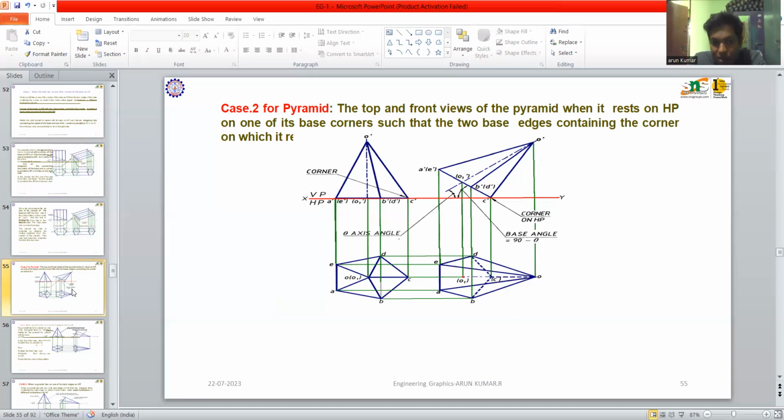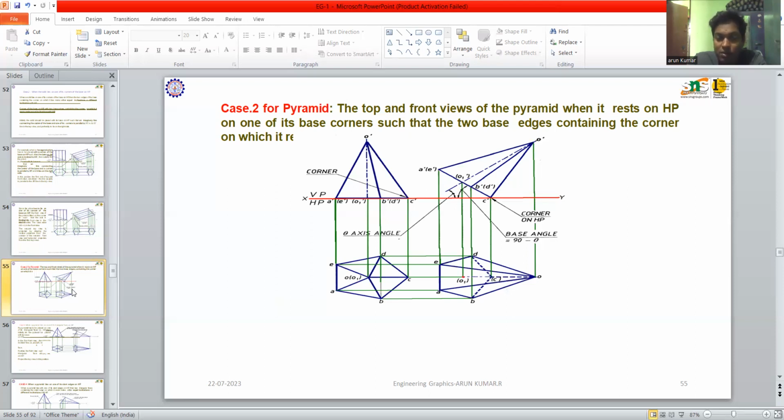After that, join all the corners to O. O is the center of the pentagon, so I have to find the center of the pentagon. That is the axis of the pentagonal pyramid. Then, what is the height? The height value is given in the question, like 60 or 70 or 80.